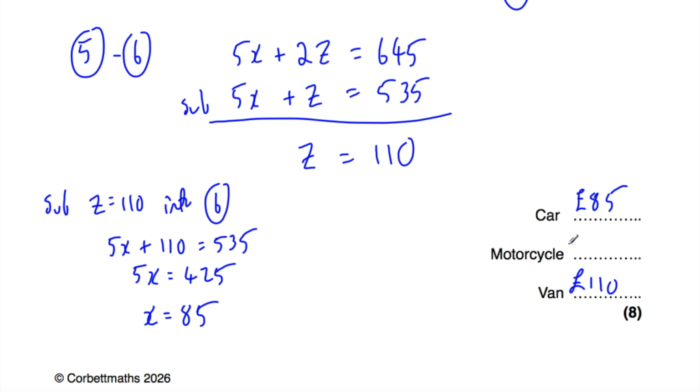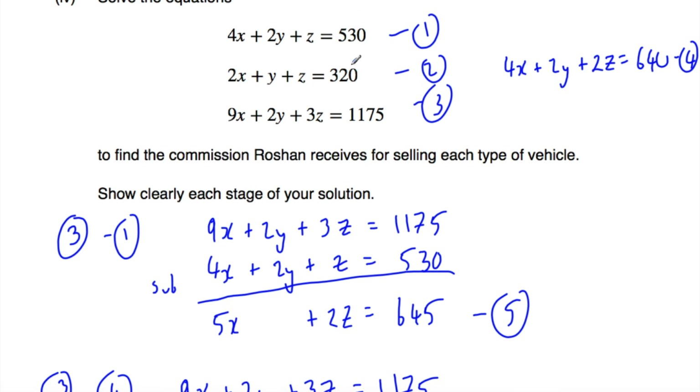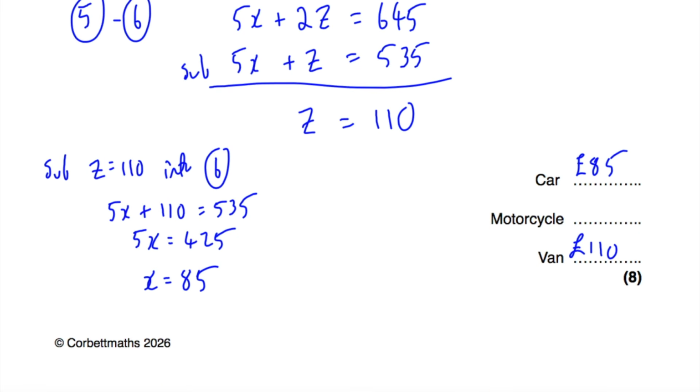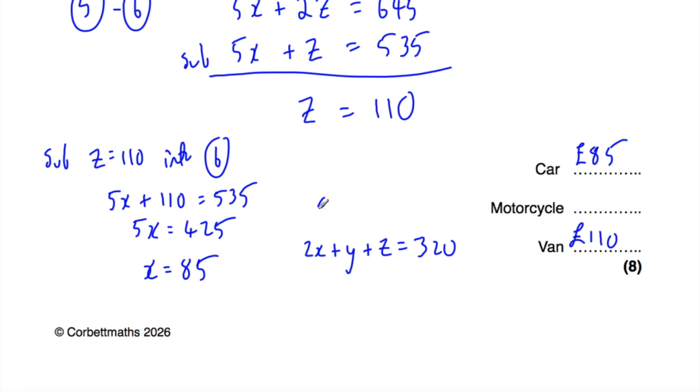And then finally, the motorcycles. So we want to find out what y is. So let's substitute in 85 and 110 back in. I'm going to choose equation number 2 here. It's probably the easiest one here. So I'm just going to write equation 2 down here. Equation 2 is 2x plus y plus z equals 320. And we're going to sub x equals 85 and z equals 110 into that equation.